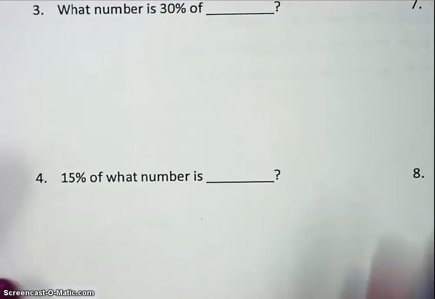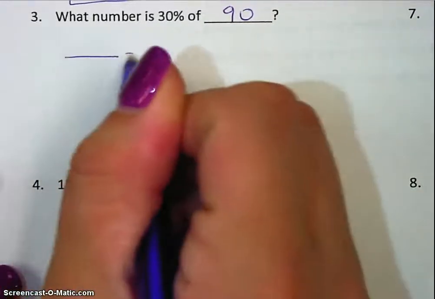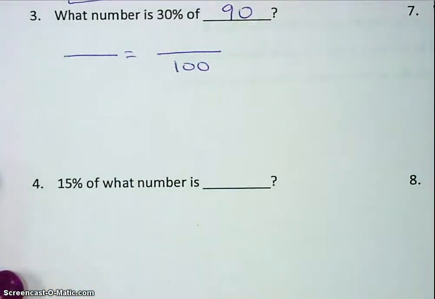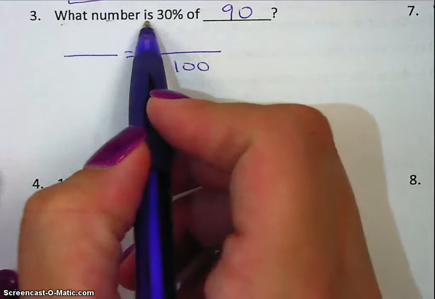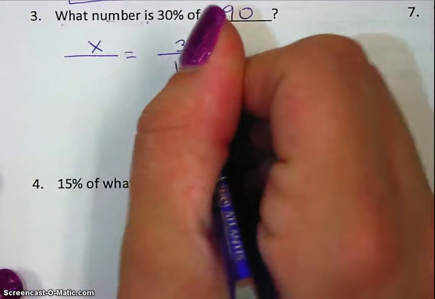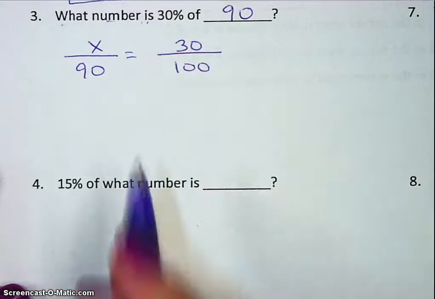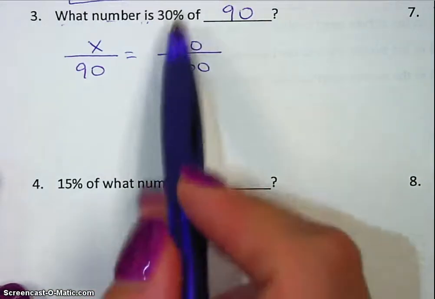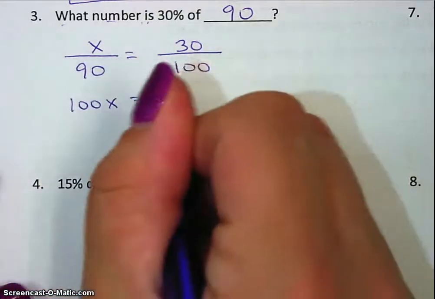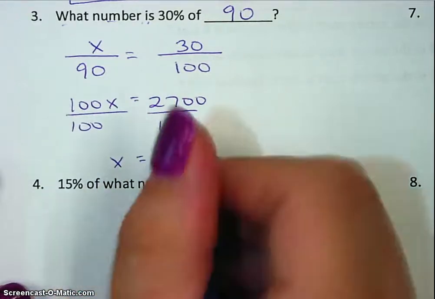Let's try number 3 now. What number is 30% of 90? Once again, start by setting up your proportion. Notice, before I look at anything else, I have the proportion set up with the 100 on bottom. So what number is, that's my is, so I don't know my is, 30% goes on top of 100, of 90. 90 goes on bottom. Notice I'm not including the percent sign because 30 over 100 is 30%. Cross multiply, 100x equals 2700, divide by 100. So x equals 27.